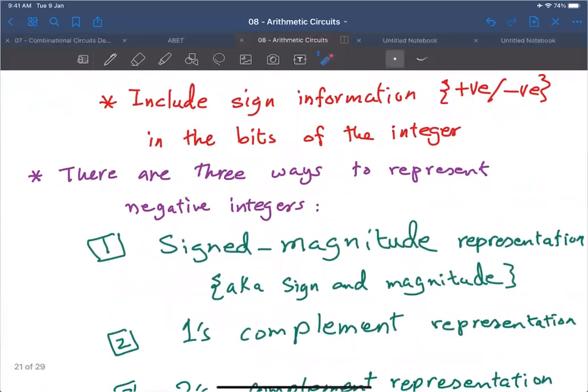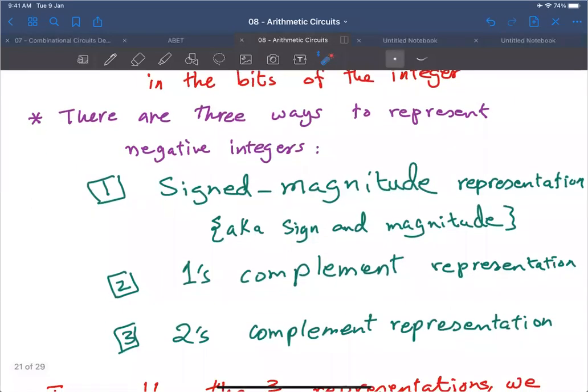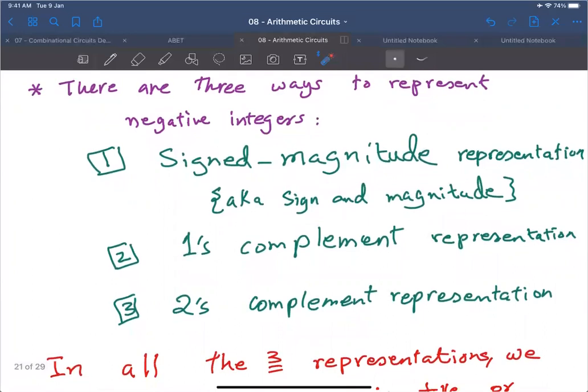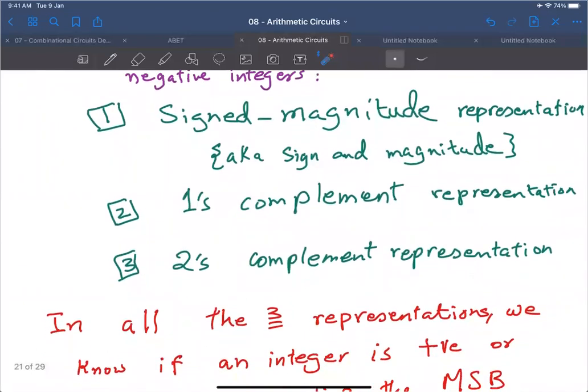There are three ways to represent signed integers in general, okay? The first way is sign and magnitude representation. The second one is the one's complement representation, and the third one is the two's complement representation.